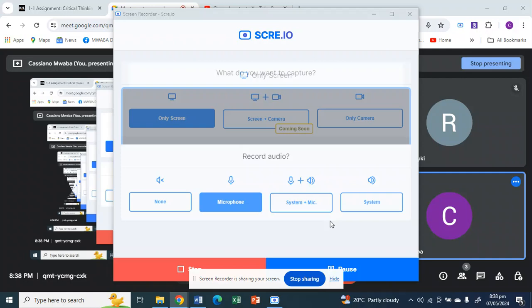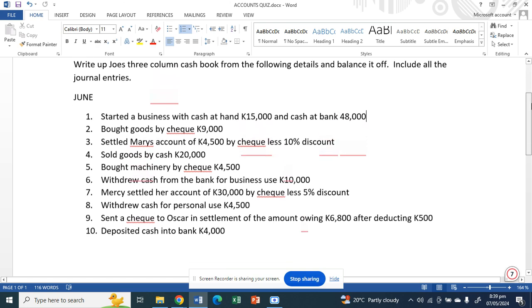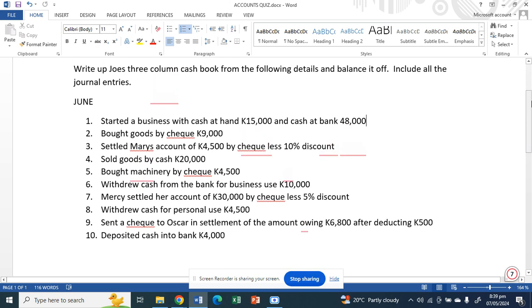All right, so we're looking at the accounts quiz. Write up Joe's three-column cash book from the following details and balance it off. Include all the journal entries. So what I'm going to do first, I'll do the journal entries, then I'll enter it into the three-column cash book.